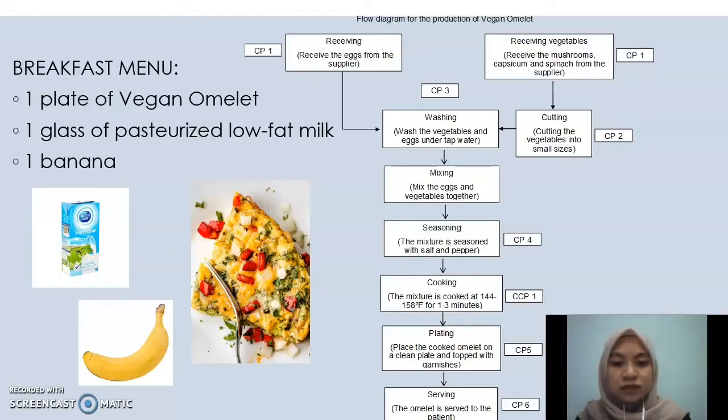Next, we mix the vegetables and eggs together. The fourth CP is seasoning. The mixture of the omelette is seasoned with salt and pepper adequately to enhance the taste of the omelette.